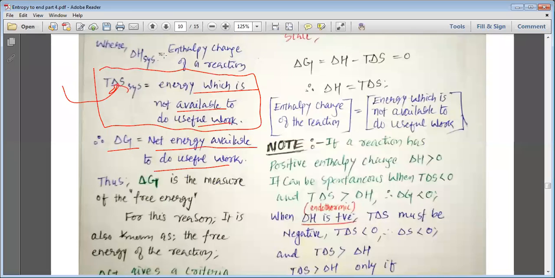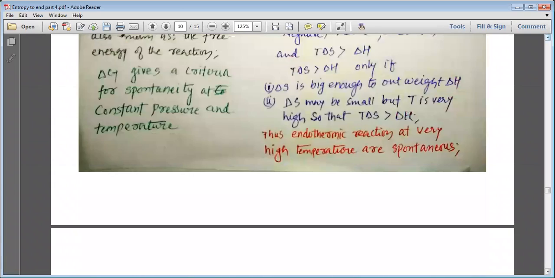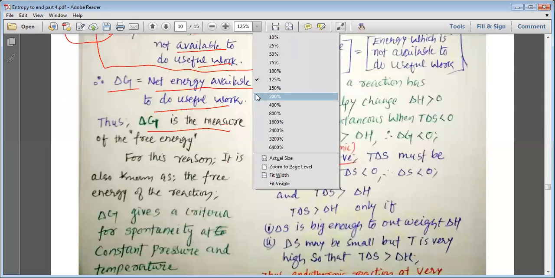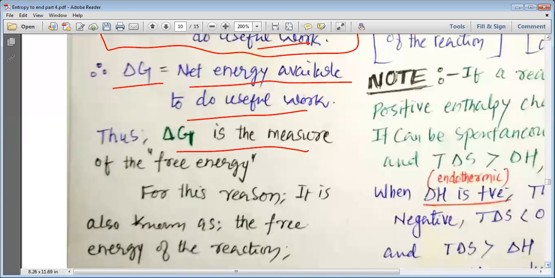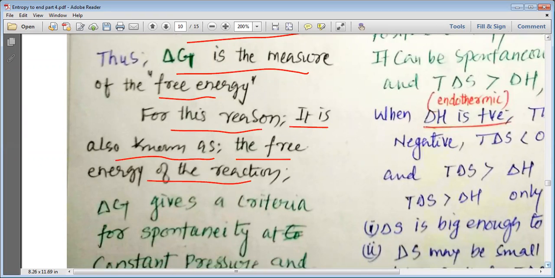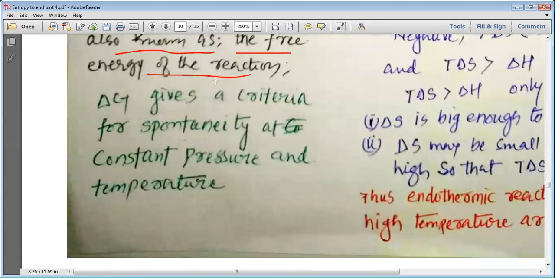So the total energy of the system is delta H system. Out of this energy, some energy is not available for doing work, and finally delta G is the net energy available to do useful work. This is how we understand the Gibbs energy function, or change in G. Thus, delta G is the measure of free energy. Please remember that delta G is called the measure of free energy, that means the total net energy available to do useful work. And that is why delta G is also known as the free energy of the reaction. So this is the energy which can be utilized to do useful work.